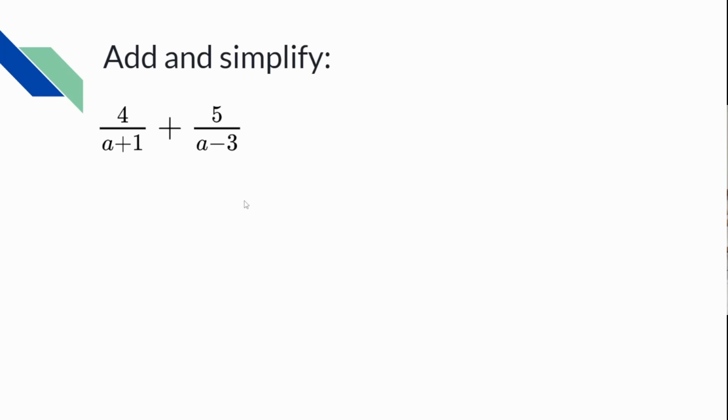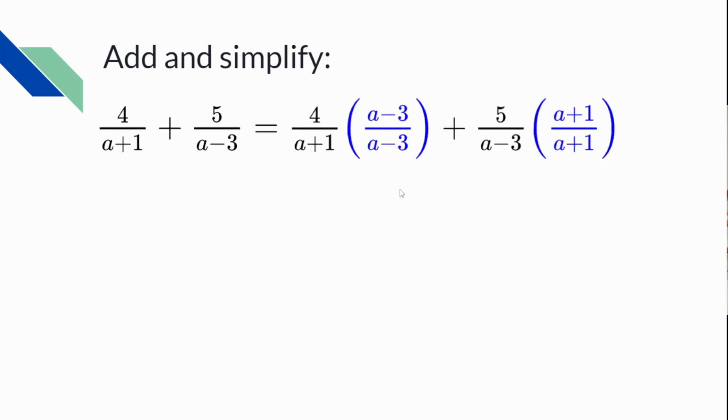And whenever it involves variables, we take the common denominator to be the product of these two things, right? That's the LCD. So we need to get a plus 1 times a minus 3 in both denominators here. To do that, we're going to multiply the first fraction by a minus 3 over a minus 3. And we'll multiply the second fraction by a plus 1 over a plus 1.